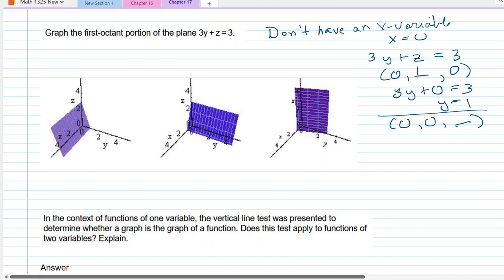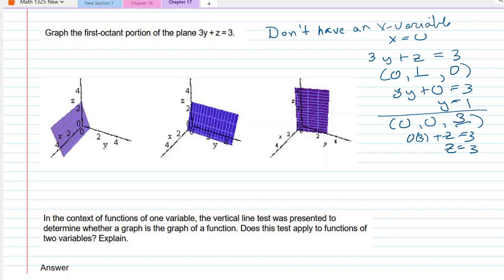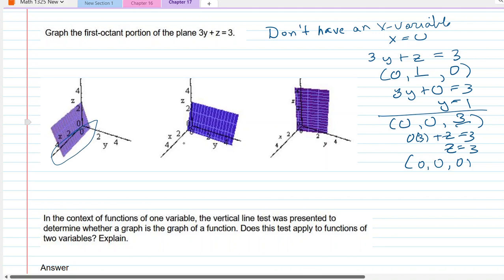And in this case, I'm going to have 3 plus z equals 3. Z is 3. All right. And we know we have 0 for x. So this one has x, this one does not. And this one has, okay, because we want 0, 0, 3. That's a good one. And then we want 0, 1, 0.